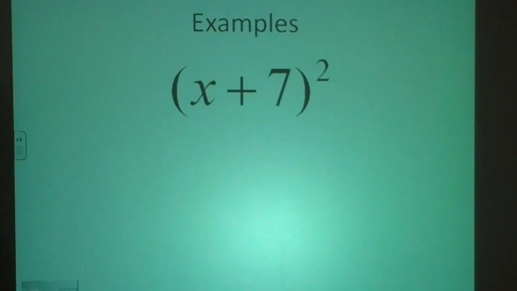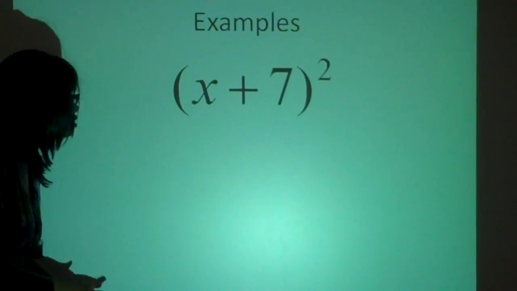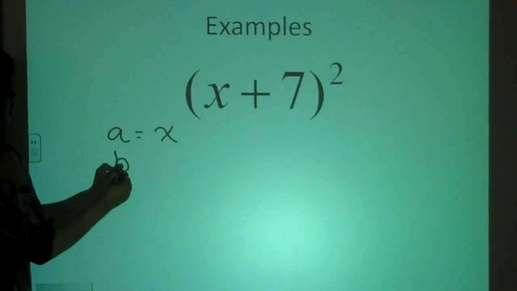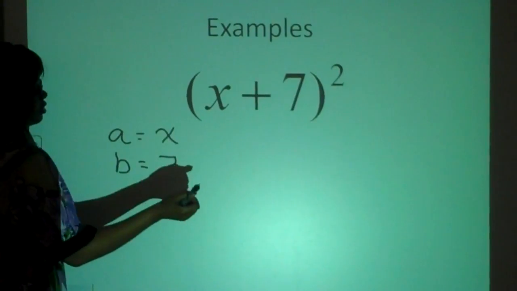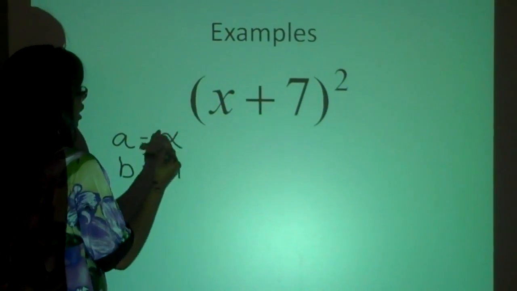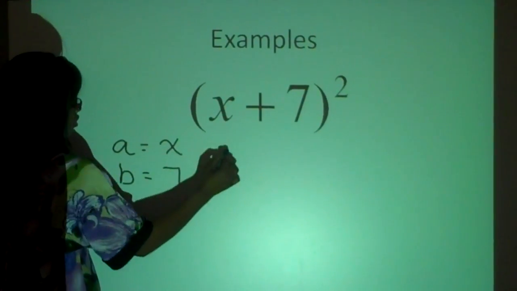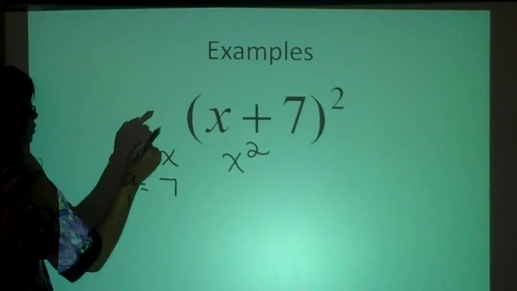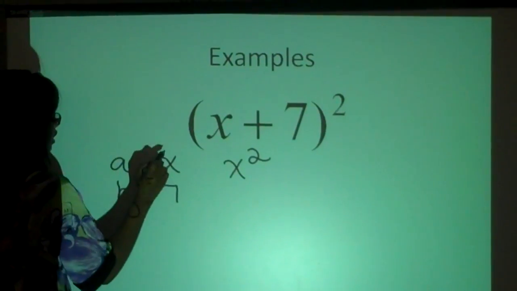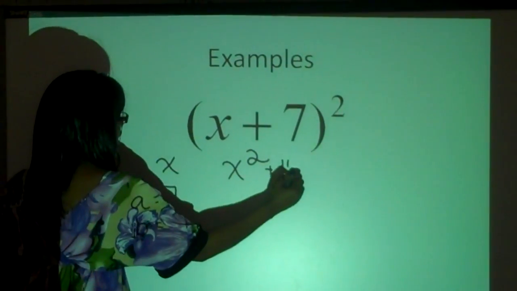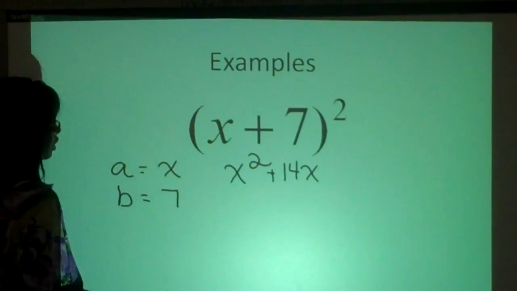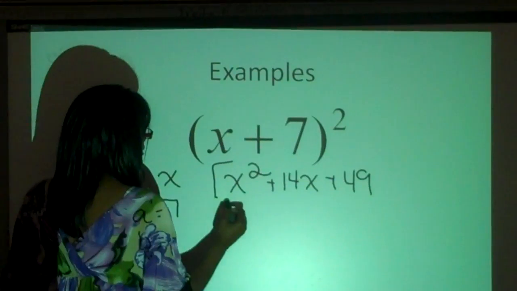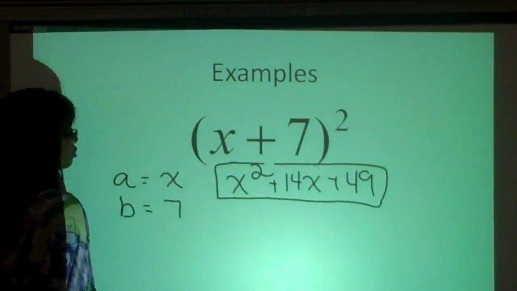First example is x plus 7 squared. What is your first term or your a? That would be x and b is 7. So your rule says that it should be a squared. So what's the a? Square it. And then 2 times ab. 2 times x times 7 is 14x. Plus b squared, which is 49. That's your answer using your rule.